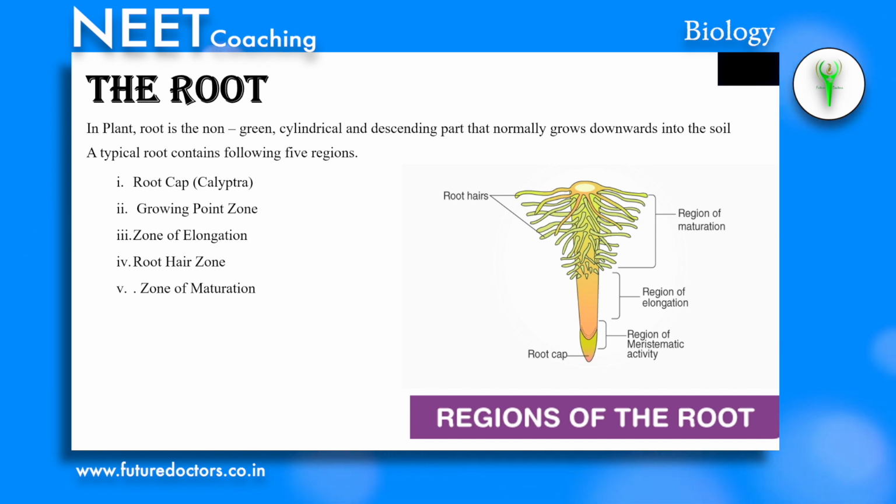And the last is the zone of maturation. This zone contains mature cells. It forms the permanent zone of the root. Example in dicots and gymnosperms.